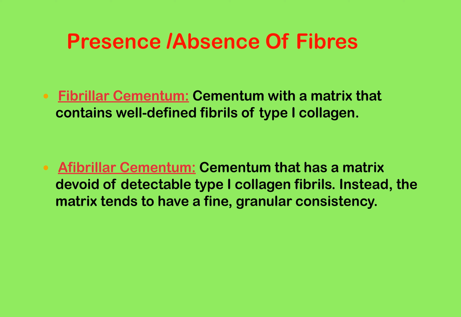Based on the presence or absence of fibers, we have fibrillar cementum. This cementum has a matrix which contains well-defined fibrils of type 1 collagen. Then we have afibrillar cementum. This cementum has a matrix devoid of type 1 collagen fibrils. Instead, the matrix has a fine granular consistency.